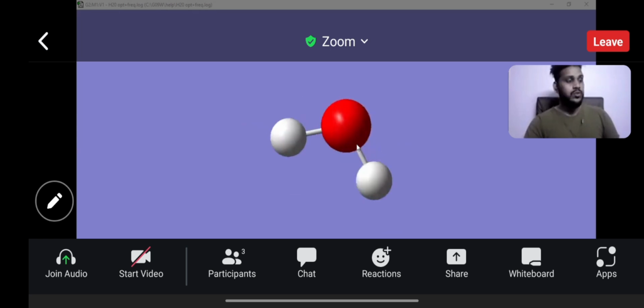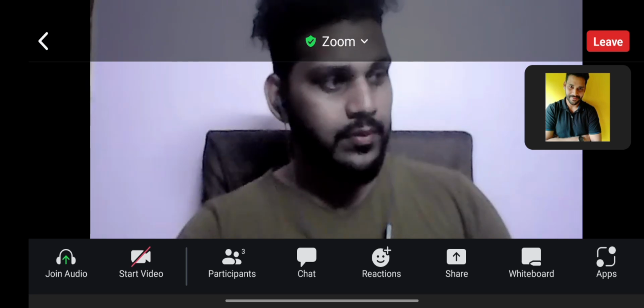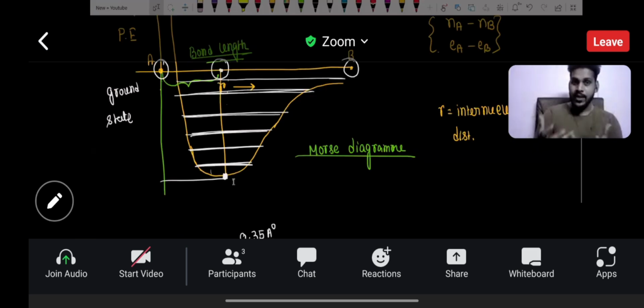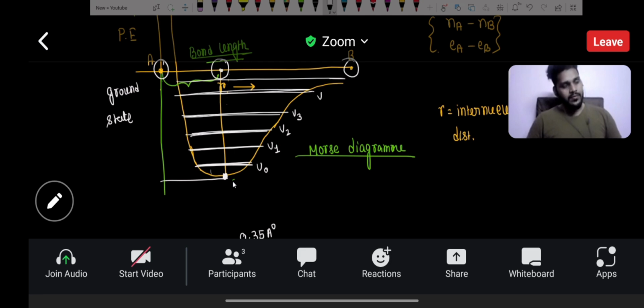Now I'll take you back here. In every energy level, it has a particular vibration. Let's consider this vibrational energy level is V0. The next vibrational energy level is V1, then V2, V3, V4. All these are vibrational energy levels. The molecule is vibrating in this level when it is in the lowest energy. But guys, if I keep on giving it some energy, then what would happen? What kind of energy am I going to give?